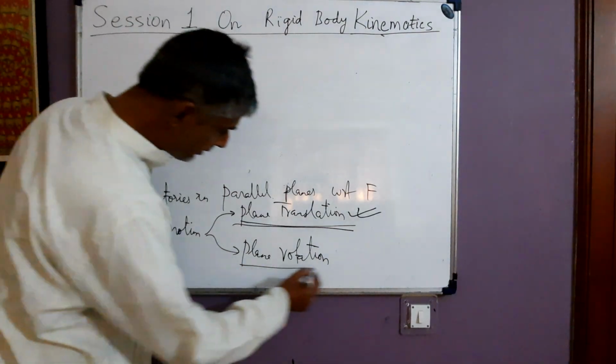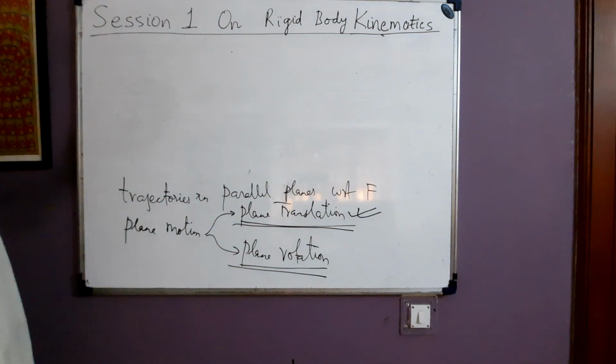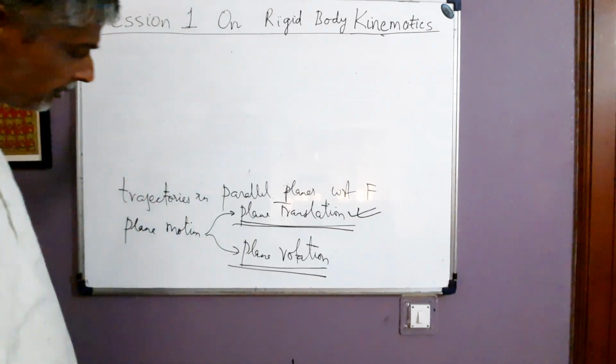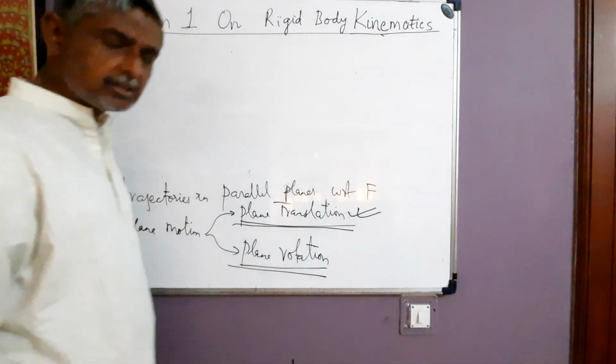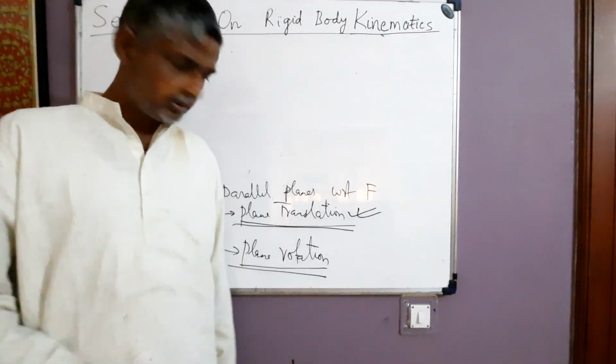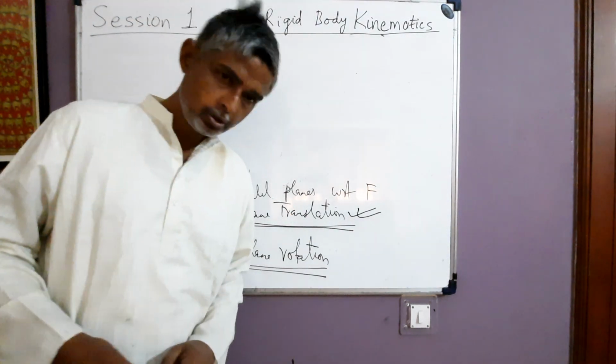Now we will take up the case of plane rotation. The plane rotation definition is the same as was given for plane motion. All the material points of M move in plane trajectories in parallel planes, and the body is rotating simultaneously also. That is what is meant by plane rotation.